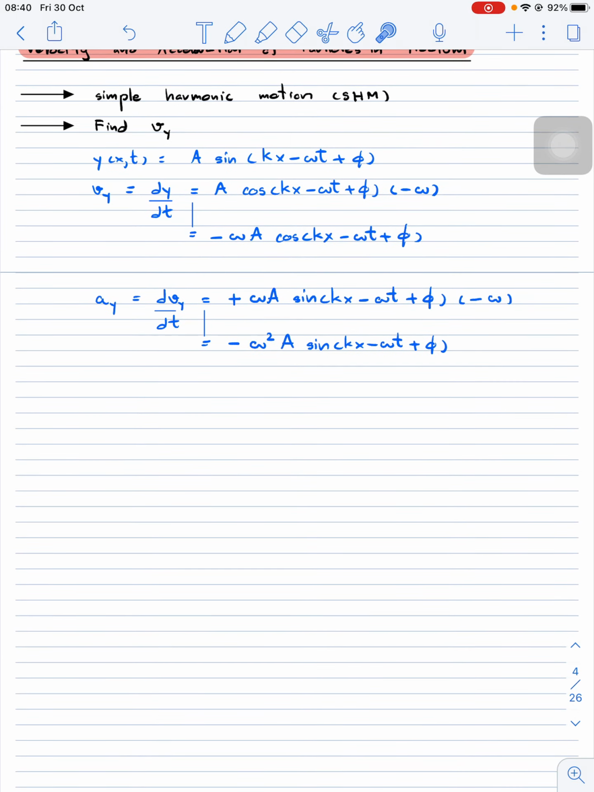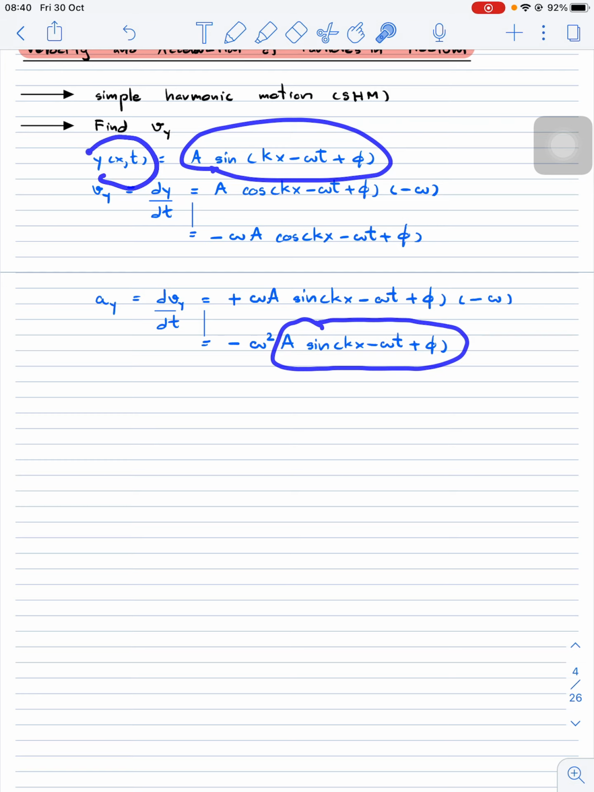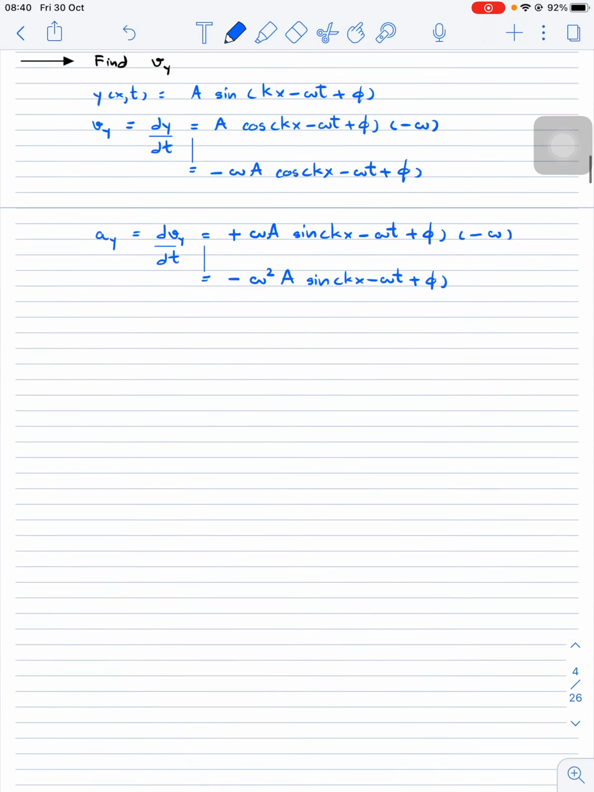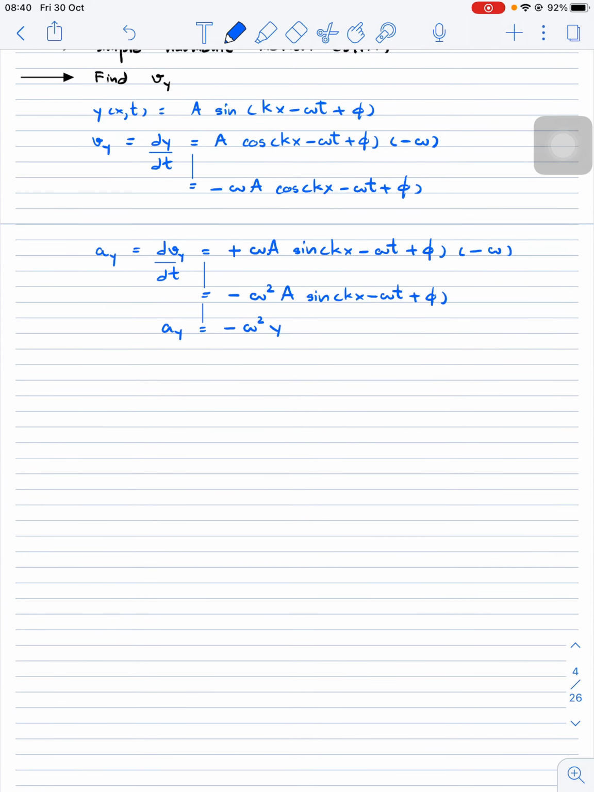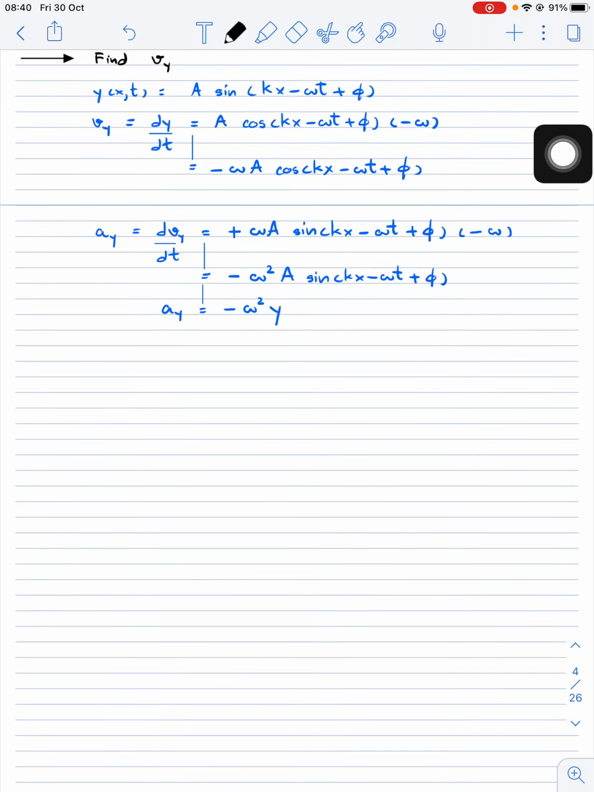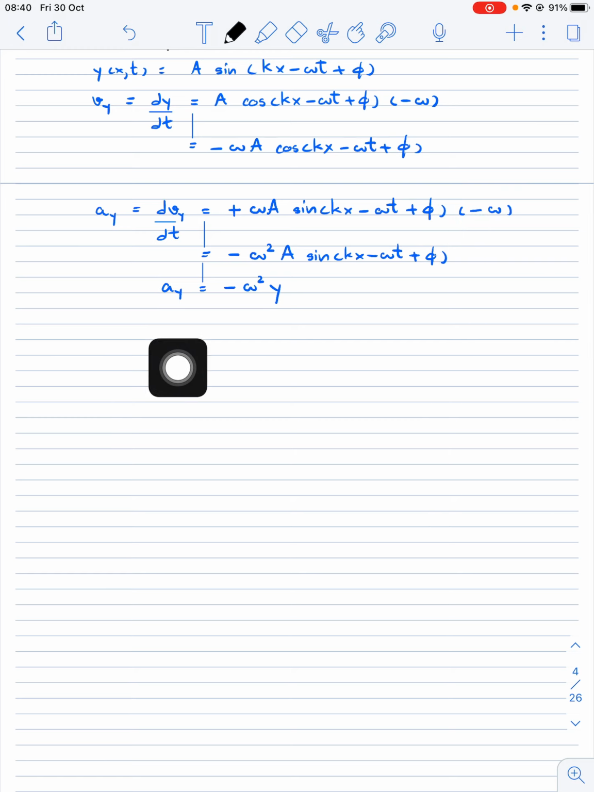But let's see this. A sine of kx minus omega t plus phi is just equal to y. So in this case, we have that ay is equal to negative omega squared times y. Does it look familiar to you? Yes. What is this equation? This equation is the fundamental equation for the simple harmonic motion.